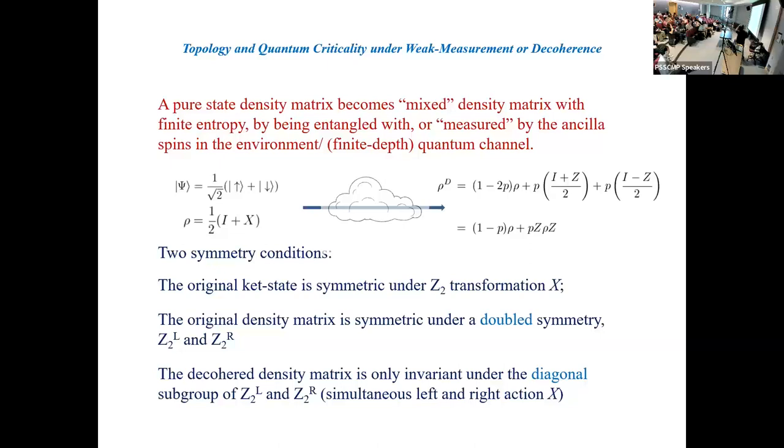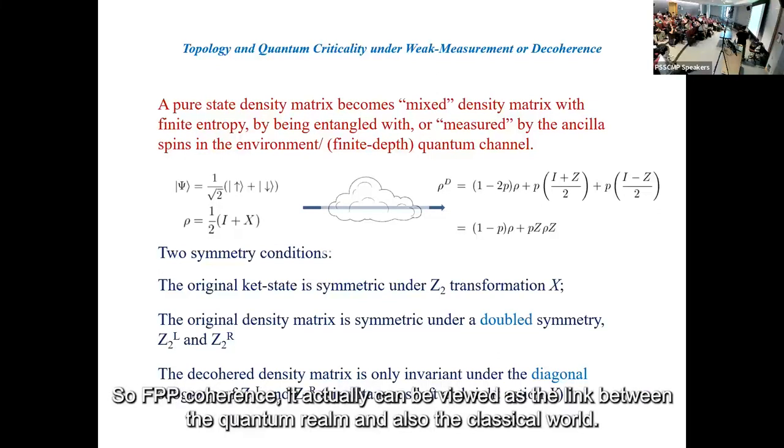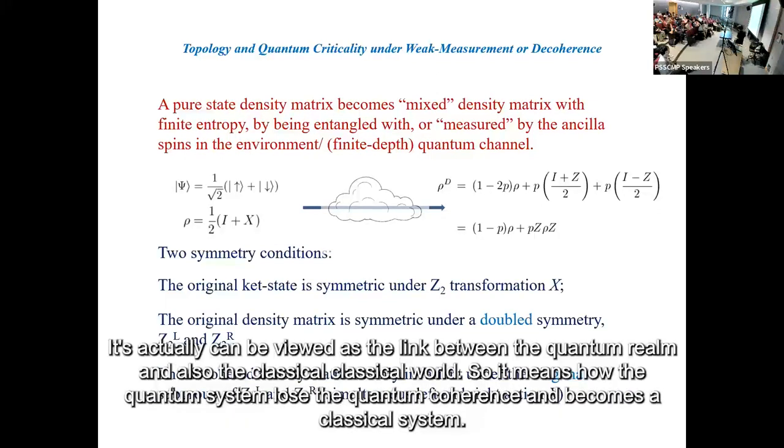So first of all, what is decoherence? Basically, a pure state density matrix will become a mixed density matrix, or a mixed state ensemble, once it becomes weakly entangled with the environment. We take the entire system and trace out the environment, and the density matrix for the target system will become a mixed state density matrix. So decoherence essentially can be viewed as the link between the quantum realm and the classical world. That means how the quantum system loses quantum coherence and becomes a classical system.